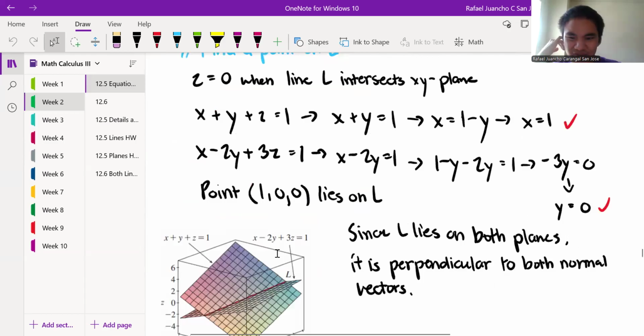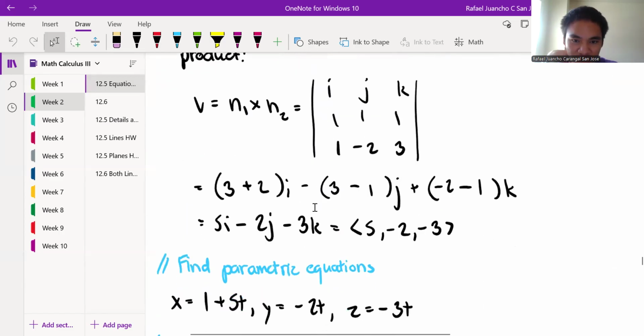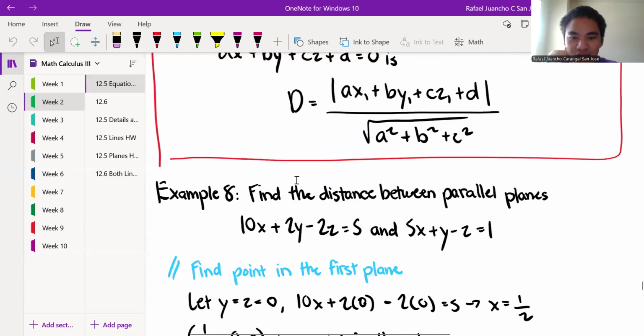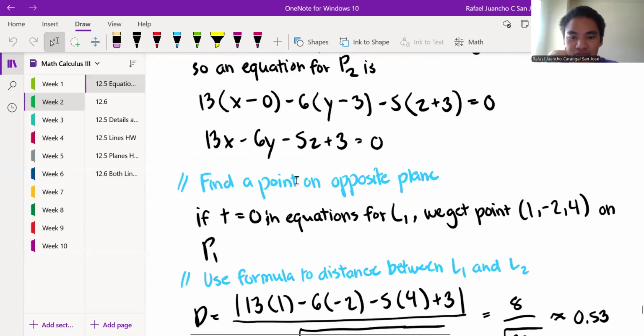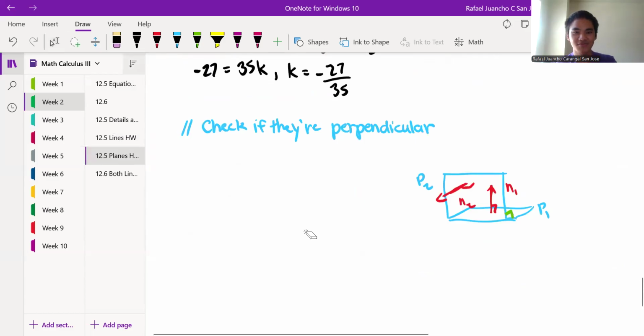Symmetric? No, I don't think there's. Oh, but this is the intersection of two planes. So the normal vectors of those two planes are perpendicular to that line. That's what we can say. The distance? No, I don't think so. Yeah, we haven't talked about it. I haven't seen it in the textbook, dude.